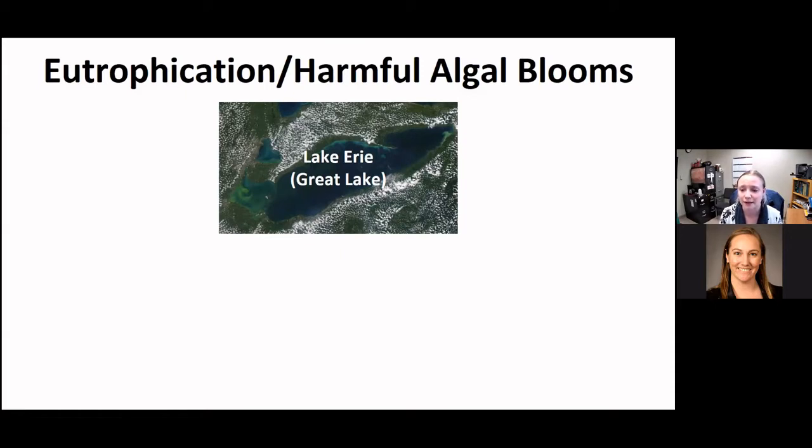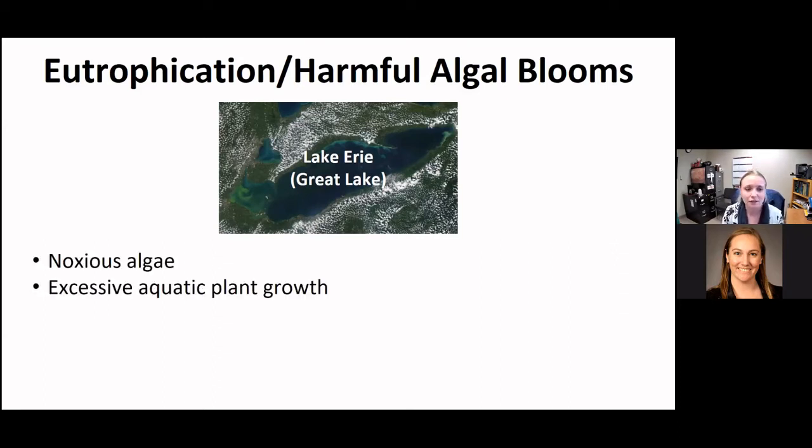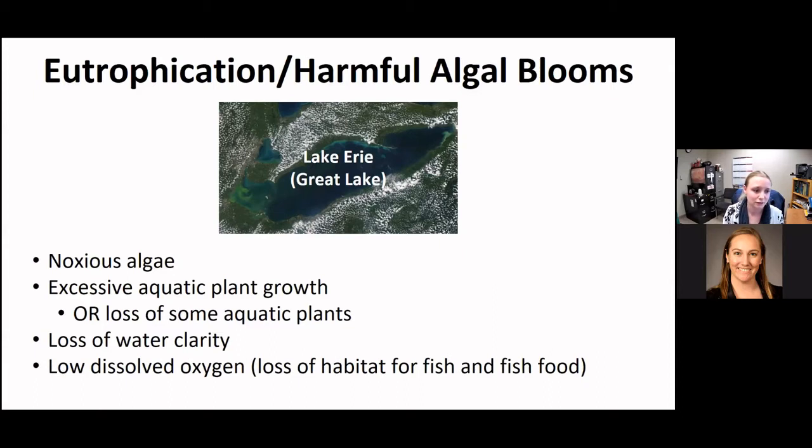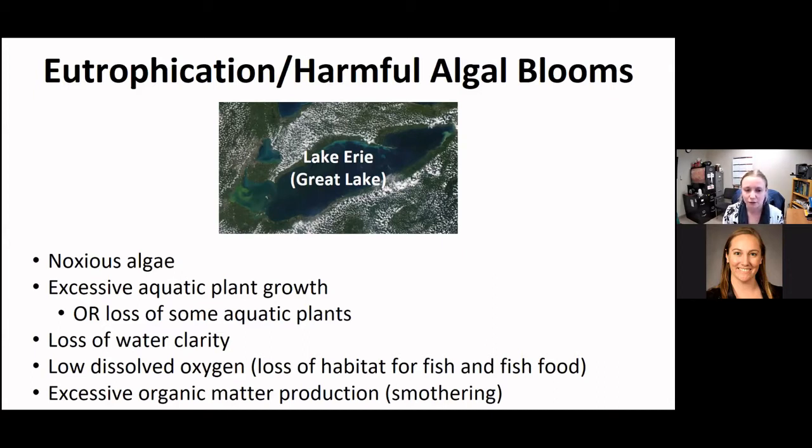Also, water quality impacts associated with eutrophication or harmful algal blooms include the following symptoms, like noxious algae, excessive aquatic plant growth, or the loss of some aquatic plants, loss of water clarity, low dissolved oxygen, which means loss of habitat for fish and fish food, as well as excessive organic matter production, which has a smothering effect in the water, just to name a few of these effects of harmful algal blooms.